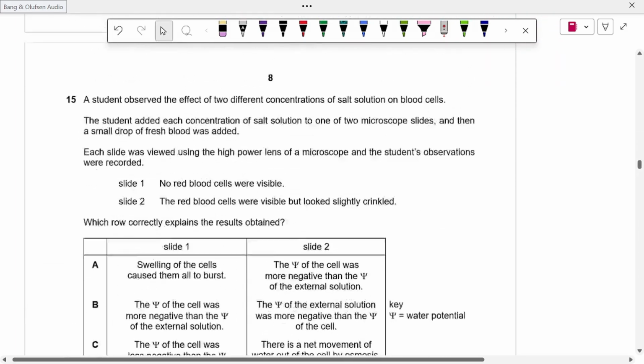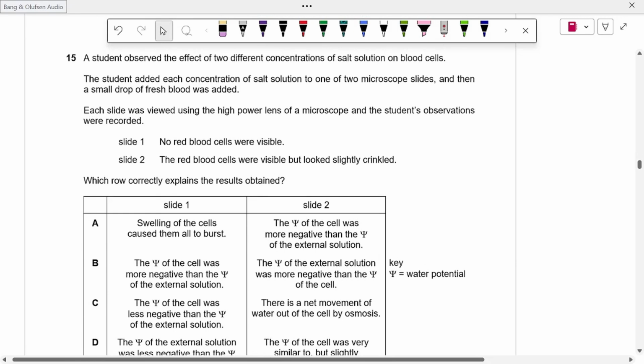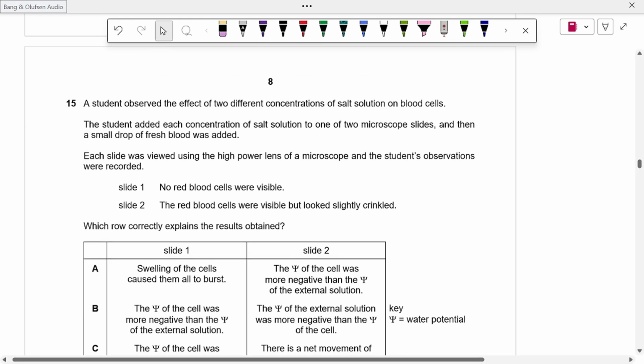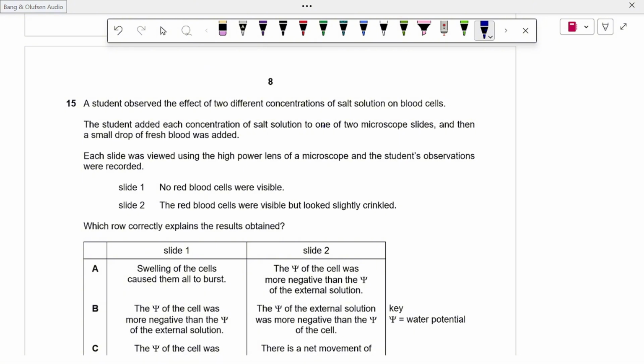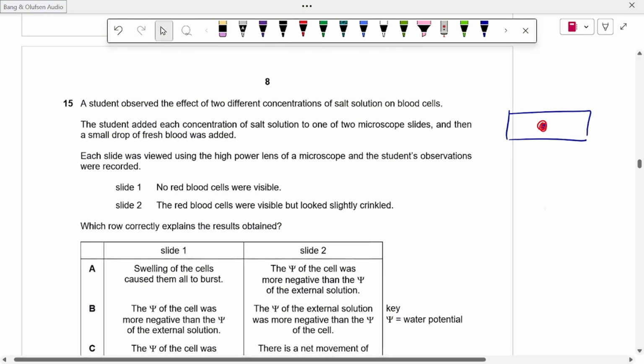ये थोड़ा सा confusing होगा. A student observed the effect of two different concentrations of salt solution on blood cells. Okay, blood cell, so either it will shrink या फिर burst. The student added each concentration of salt solution to one of two microscope slides and then a small drop of fresh blood was added. सही है. Microscope slide पे you put salt solution फिर आपने अपना blood डाला.